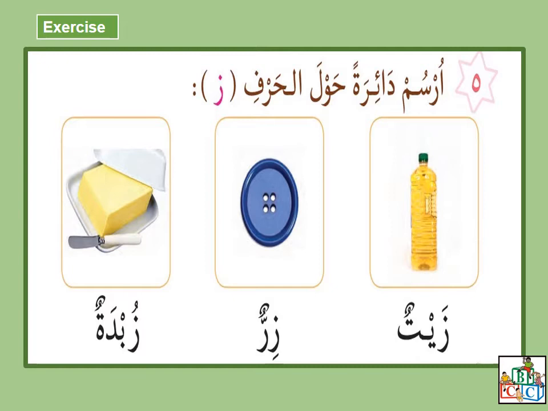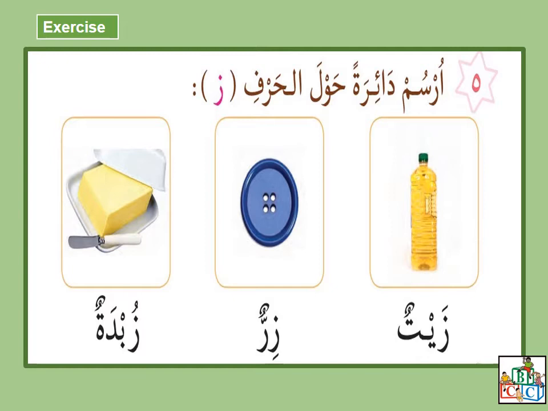Zaytun. In the middle, you have button. How to say button in Arabic? Zirun. Again, Zirun, button. So, where's the Z? The first position, and it has a kasra. The third one is butter. How to say butter in Arabic? Zubdatun. Repeat. Zubdatun, butter. Where is the za? In the beginning, with a dhamma.